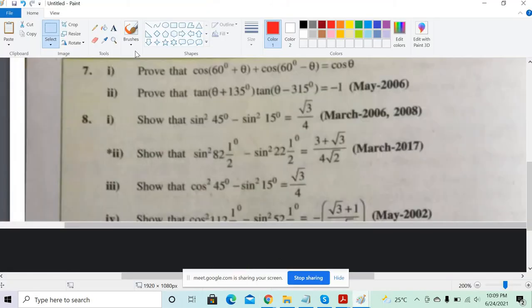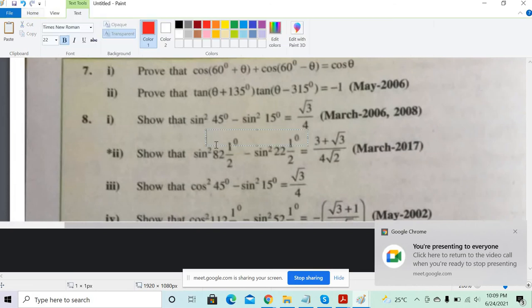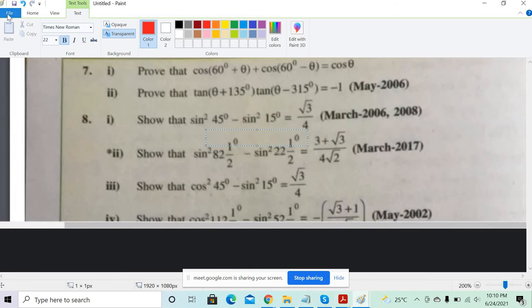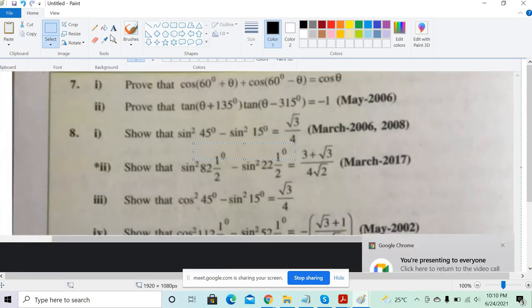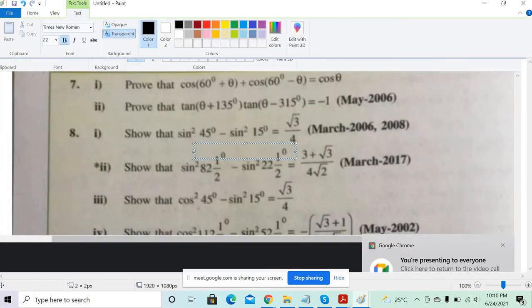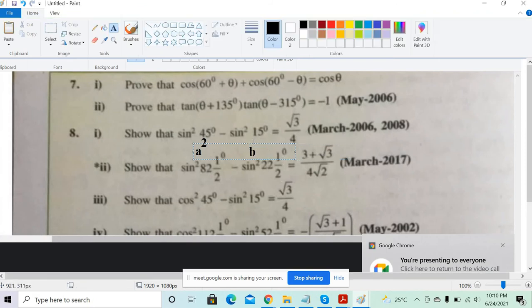Okay, no problem. So what I was telling you is that this looks like a square minus b square formula, isn't it? So we can put this as a square minus b square, right? Now you can put it. Then you can apply the formula sin c plus sin d and sin c minus sin d. Try it out.